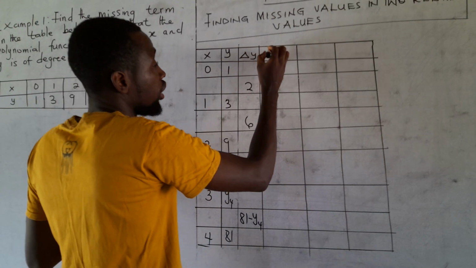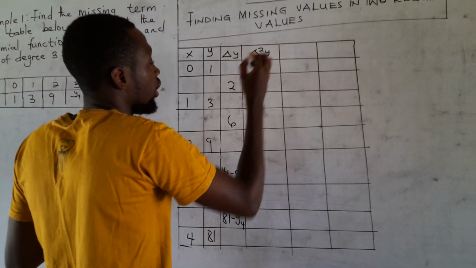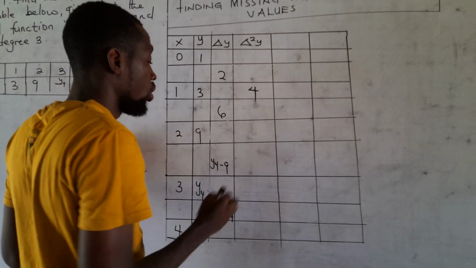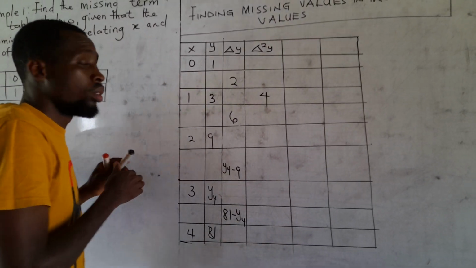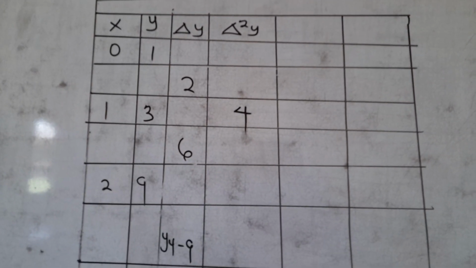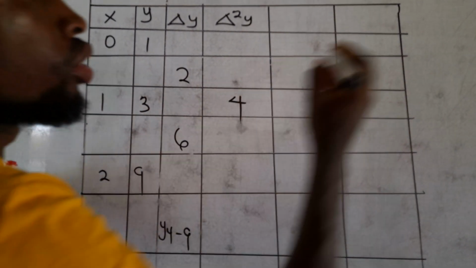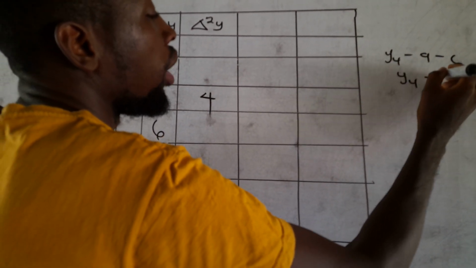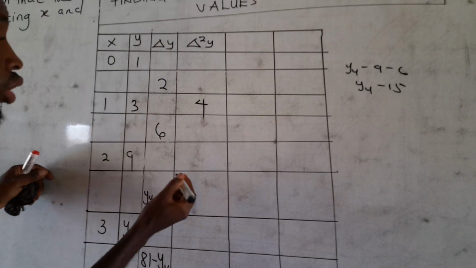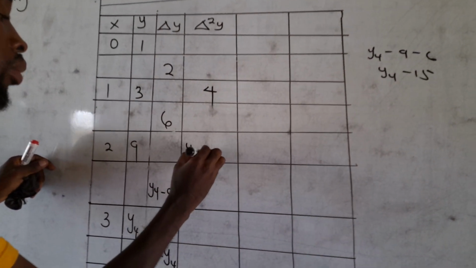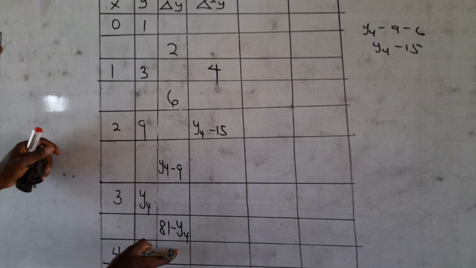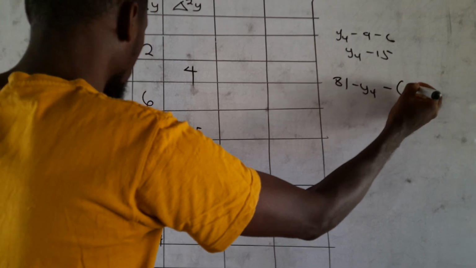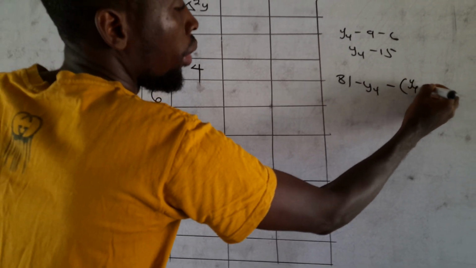Now find the second difference. That's del square y. So 6 minus 2, that will be 4. Then y4 minus 9, then minus 6. So that's y4 minus 9, then minus 6. That will be y4 minus 15. So here will be y4 minus 15. Then this minus this. That's 81 minus y4, then minus y4 minus 9.